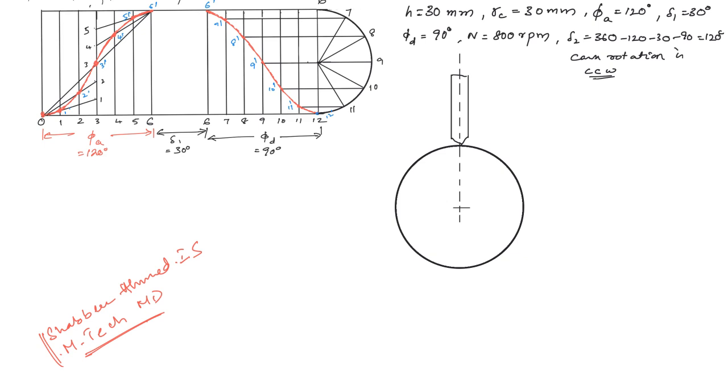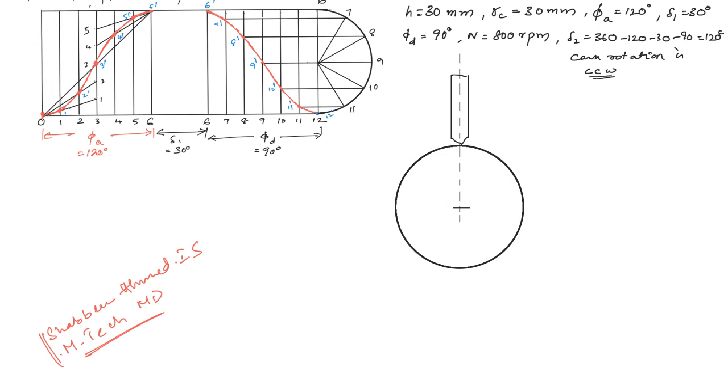If the cam is rotating in counterclockwise direction, the profile must be drawn in clockwise direction. If the cam is rotating in clockwise direction, the profile must be drawn in counterclockwise direction. So that point must be remembered. Since the cam is rotating in counterclockwise direction, we will draw the profile in clockwise direction.